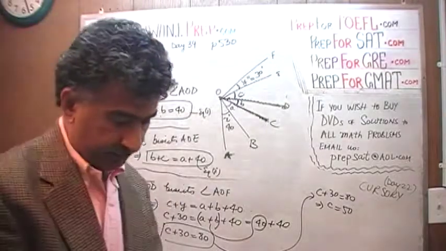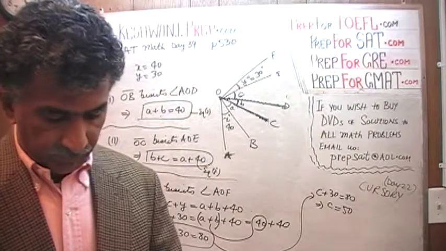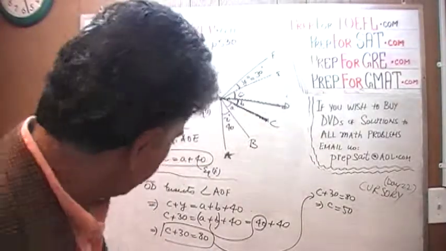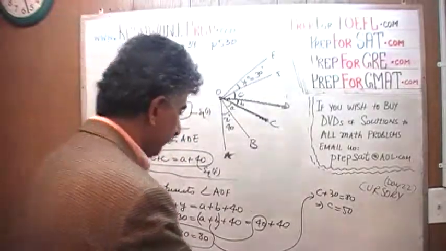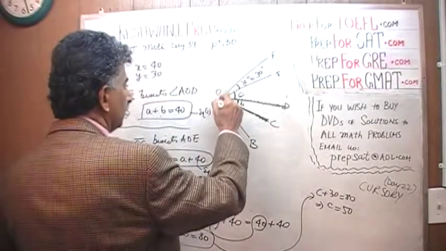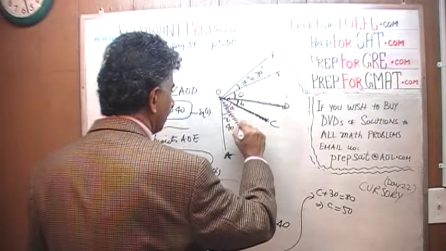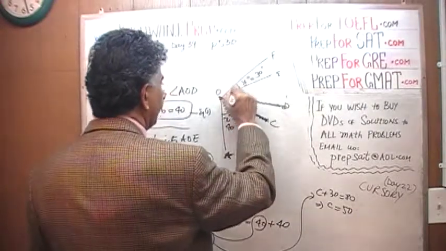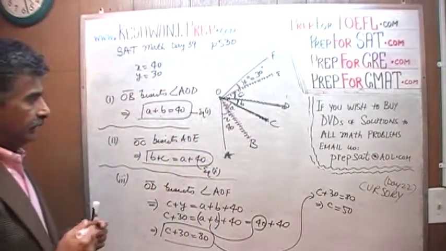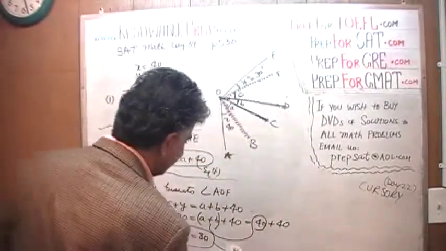What exactly are they asking? What is the measure of angle BOE? Let's find BOE. I'm going to put it in a different color because that's our punchline. BOE. Right here. BOE. Well, angle BOE, I changed my mind. I don't want to use up the room here. I need the room.